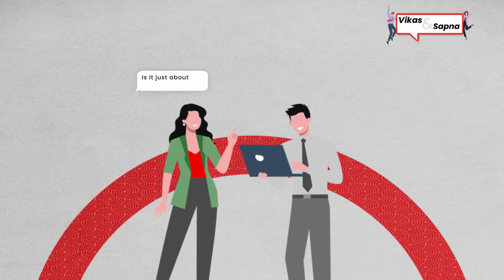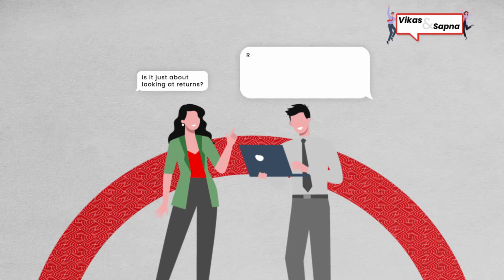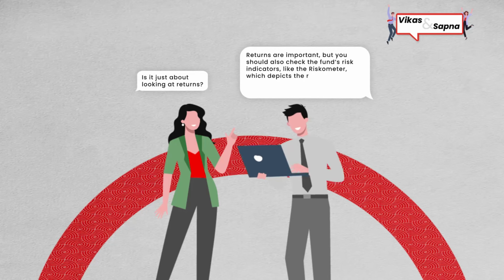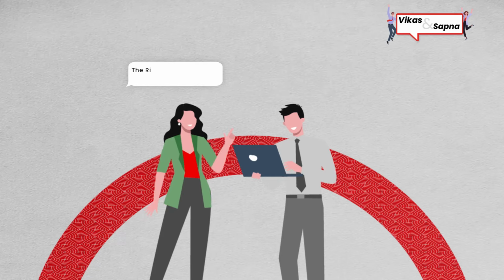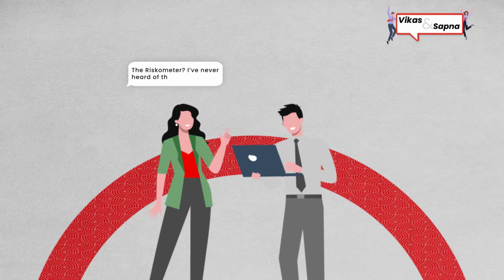Is it just about looking at returns? Returns are important, but you should also check the fund's risk indicators, like the riskometer, which depicts the risks such as low, low to moderate, moderate, moderately high, high, and very high. The riskometer? I have never heard of that. It's a visual tool for rating risk.